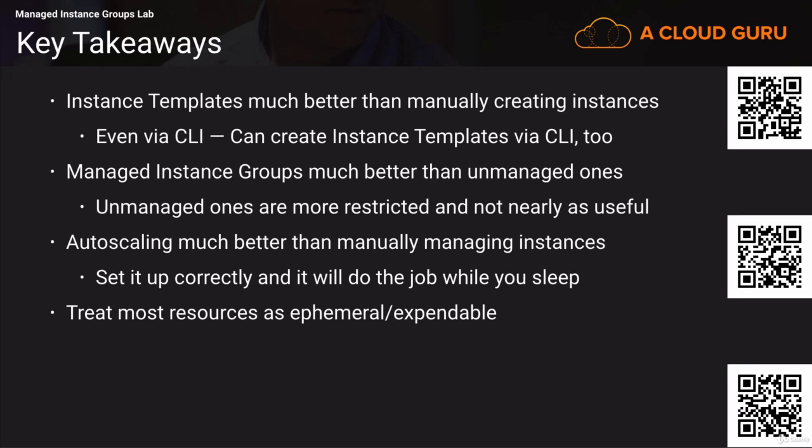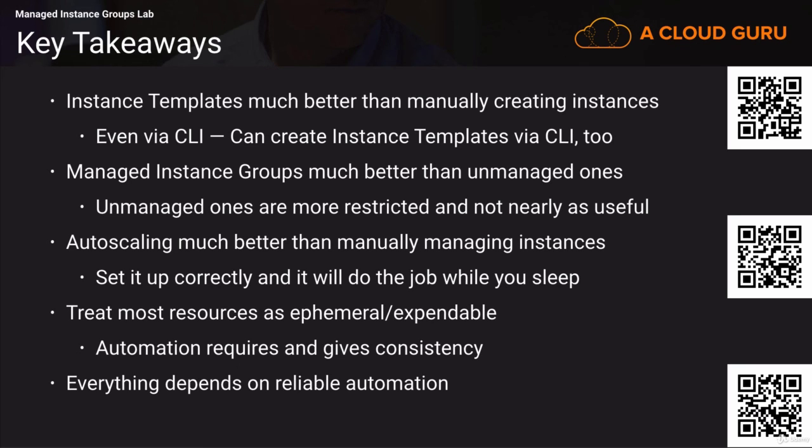This allows you to automate things because automation both requires and gives consistency. Because automation does the same thing each time, it has to be working against some known standard, and then it will give you a new predictable result. And this leads to my final takeaway, which is that everything depends on reliable automation. This is really a key theme of everything we do.